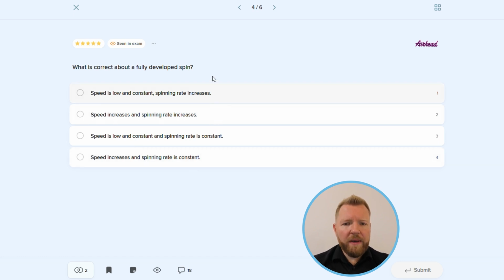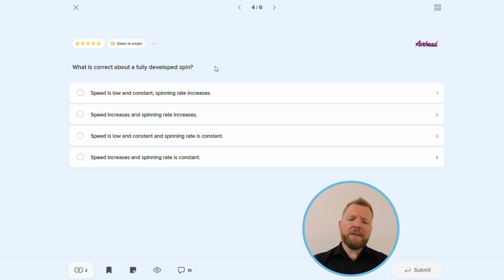Okay, the very first and important thing is that the prerequisite for any spin is the aircraft being in the stalled condition. This is one of the differences between spiral dive and spin. In spiral dive, an aircraft is actually still flying and the speed is increasing with a high rate. In a spin, on the other hand, we are not flying. We are stalled and just falling down like a rock.